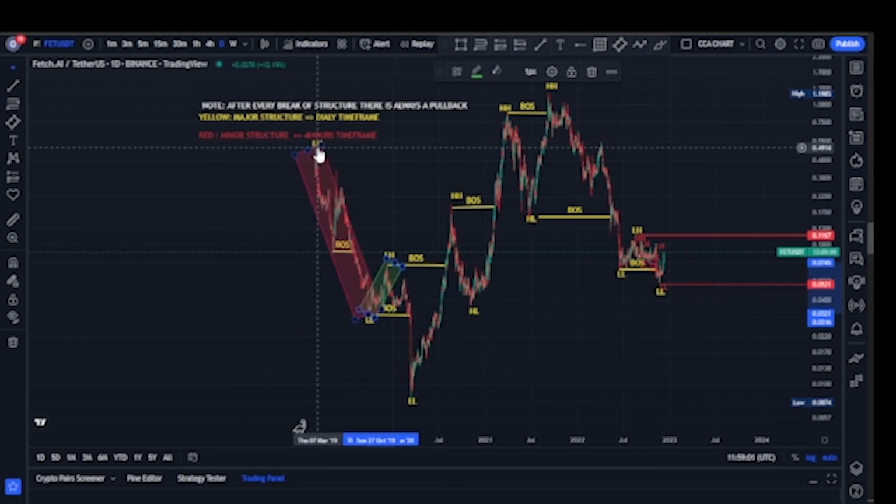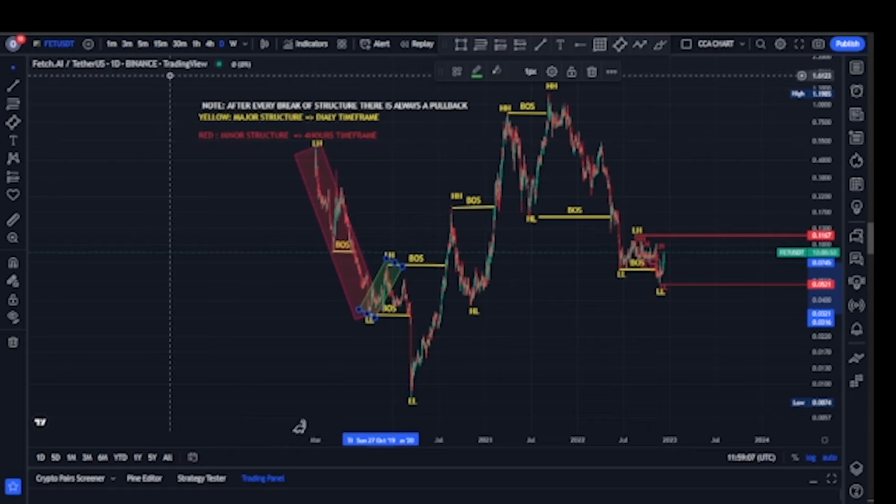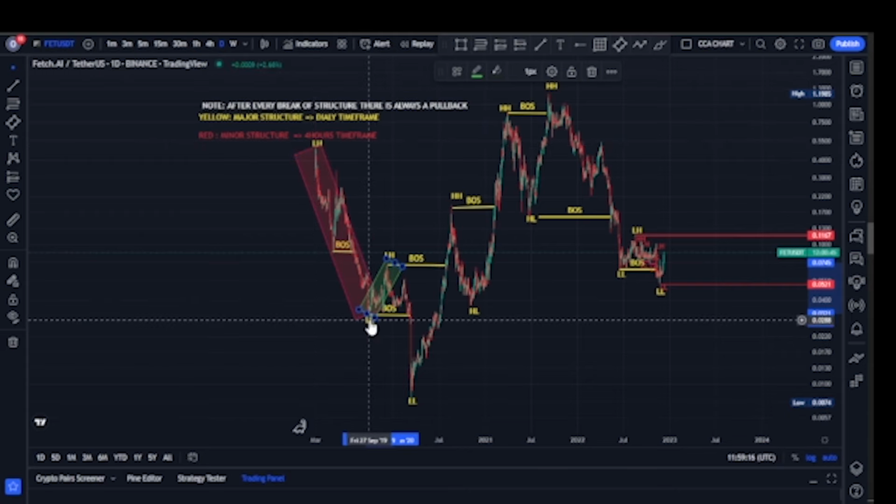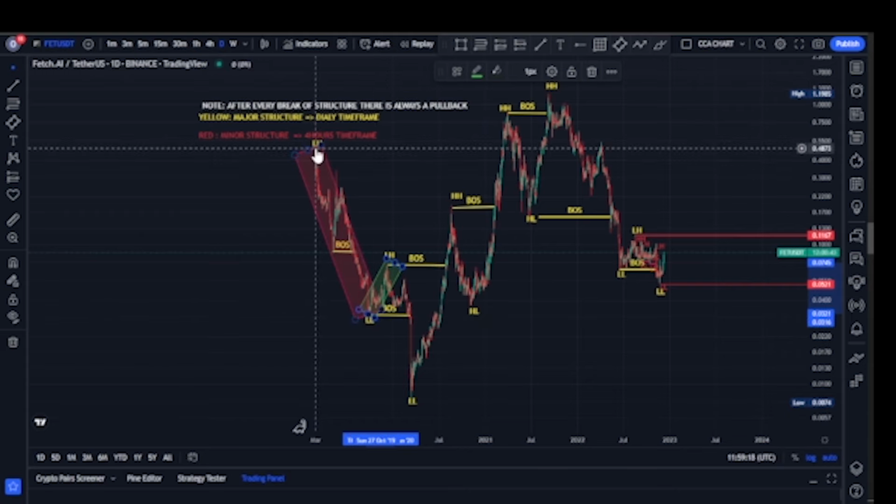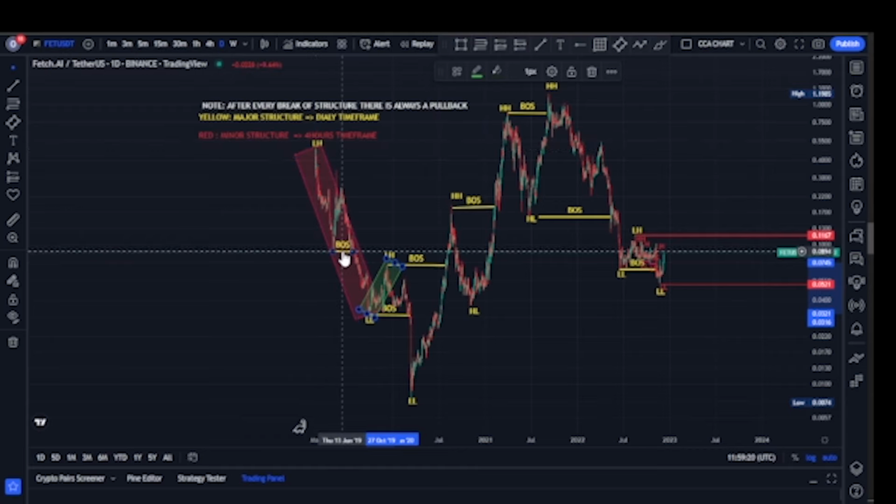Fetch.ai was launched around March 2019 on the USDT price chart, at the price of $0.53. And guys, the first break of structure we saw was a break of structure to the downside. The bears took the market from that $0.53, broke structure to the downside, and took price back to about $0.032. And guys, remember, after every break of structure, we should always expect a pullback.